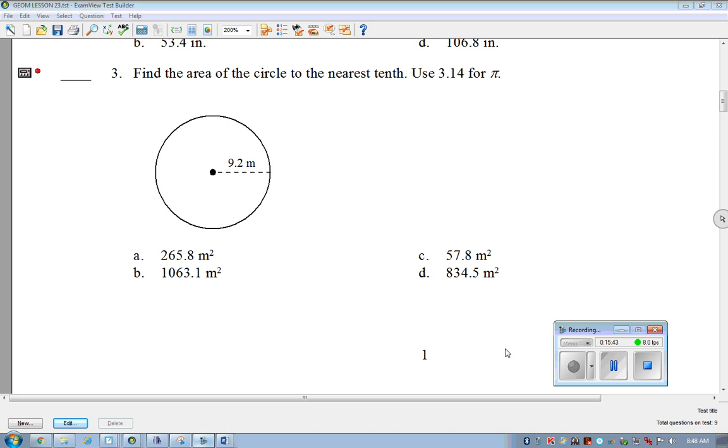Okay. So what did you get? You got A, 265 point. I think it comes out to like 7696, but rounded to the nearest tenth, so we're going to get A for our answer there. Okay, which is 3.14 times 9.2 squared.